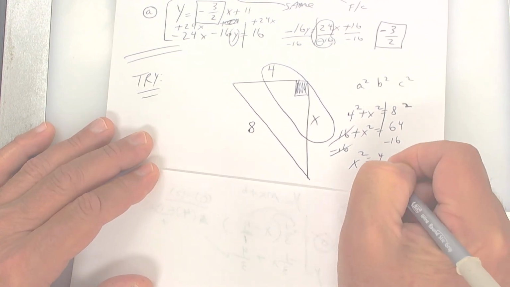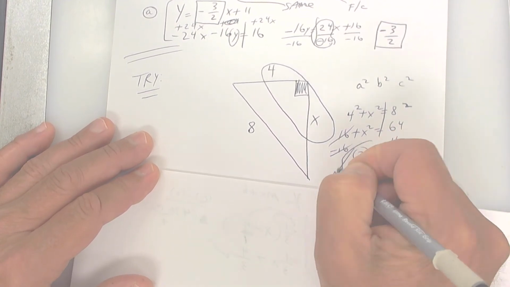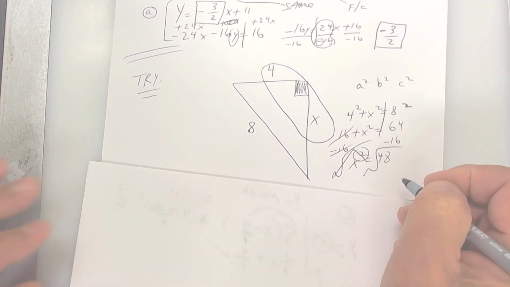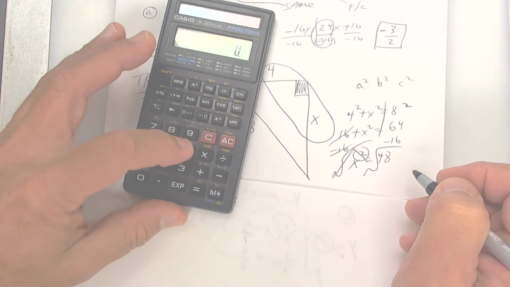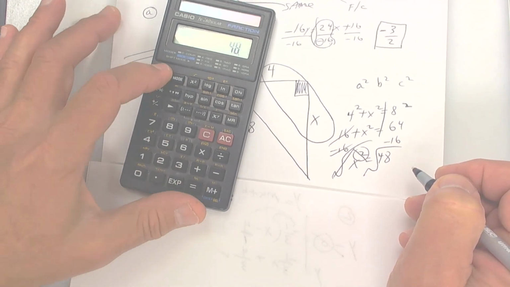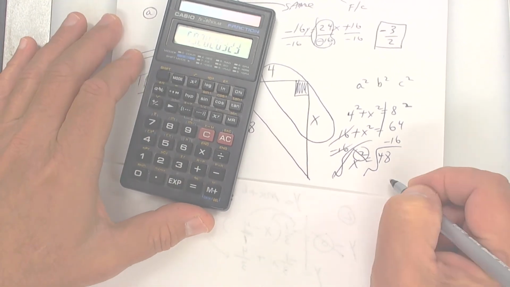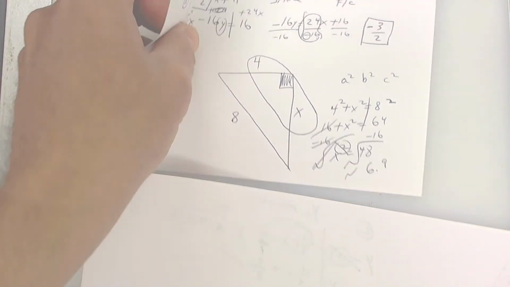I think it's 48. Check it on your calculator. And then hit the square root. So the answer is the square root of 48. So let's check it. 64 minus 16 is 48. Shift square root, 6.9. Make sure you understand Pythagorean's theorem. Right, let's go on.